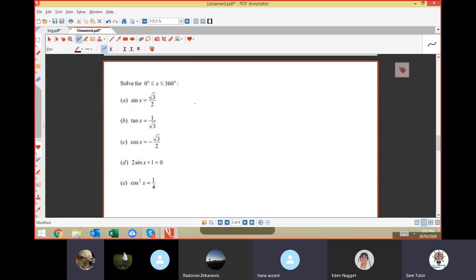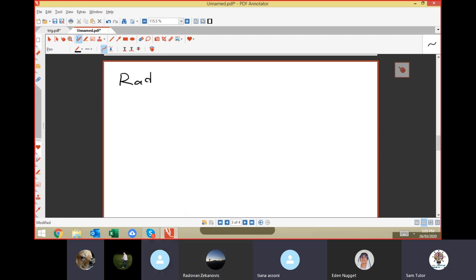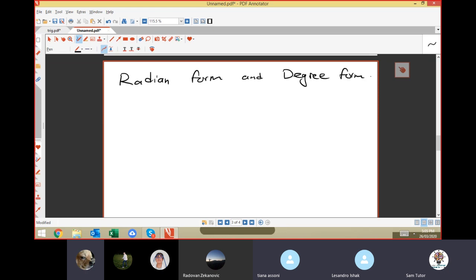Before we start on this, I do need to talk about radian form and degree form. The new syllabus requires us to write everything in radian form. The old syllabus, we were still writing them in degree form.